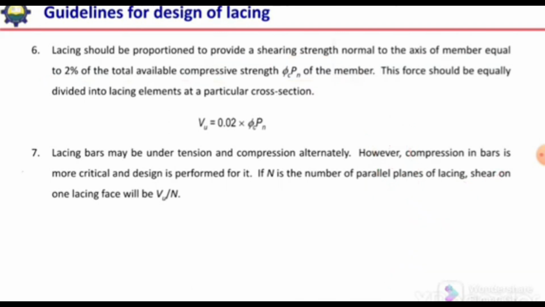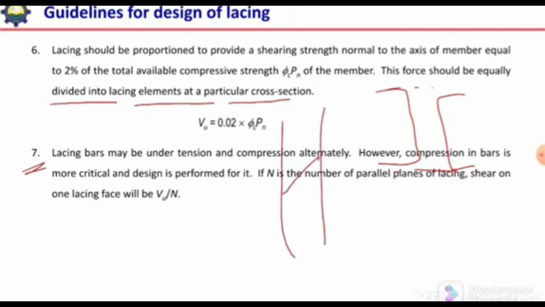Next guideline is, this force should be equally divided into lacing elements at a particular cross section. For example, if we see this section, like this, here we have two faces. So if we use single lacing, one lacing element will be on one side and the other lacing element will be on the other side. So the force in the lacing element on one side will be equal to Vu over N.